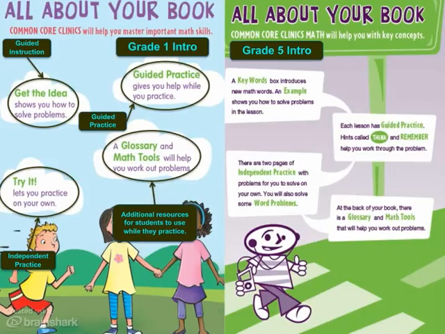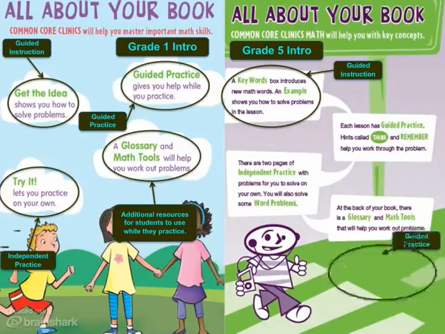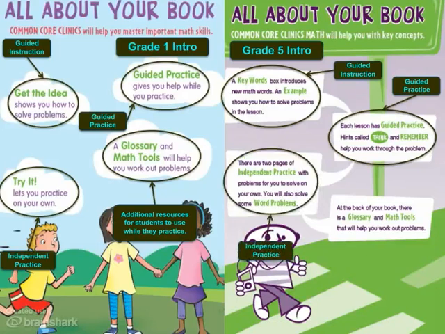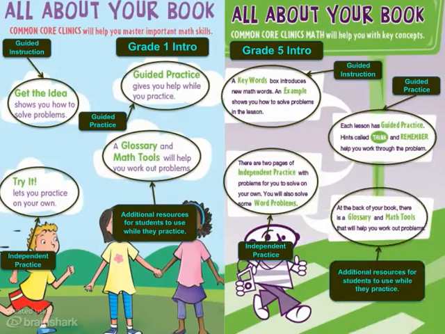At the back of the book, the students have access to a glossary and math tools for additional assistance if necessary. In the 3rd through 8th grade books, the students start with highlighting keywords necessary for the lesson, as well as an example for the guided instruction. There is guided practice with hints called Think and Remember to help students work through the problem. Then they have independent practice to practice on their own, and finally a glossary and math tools at the back of the book as a resource while they work.